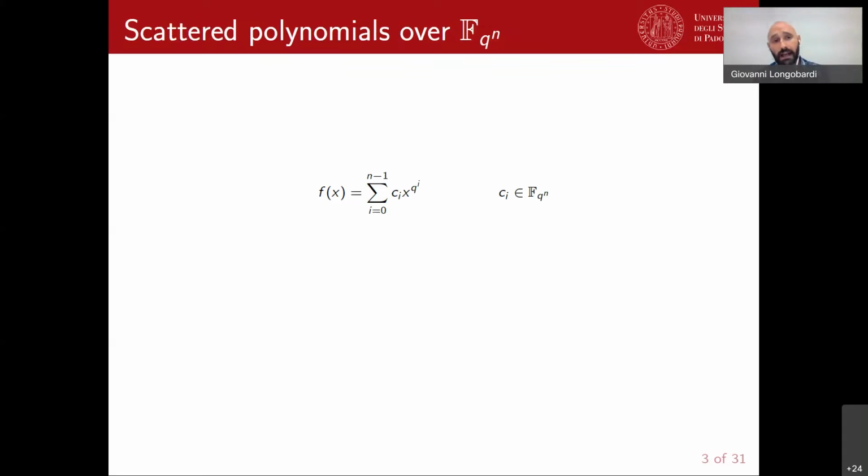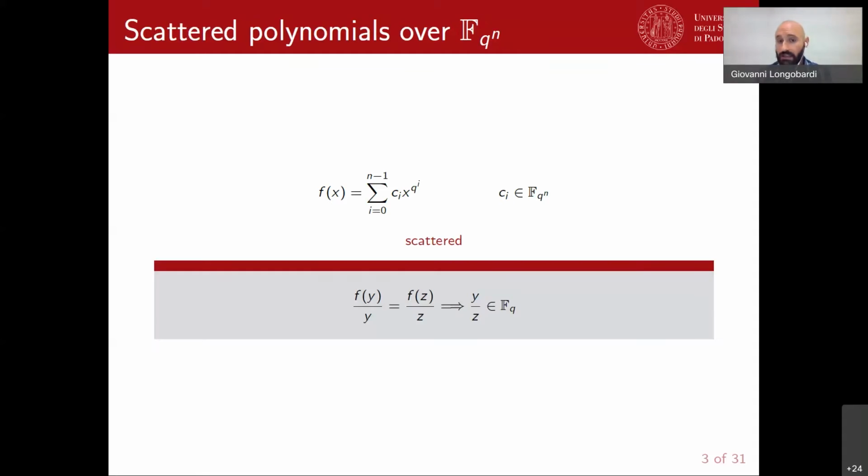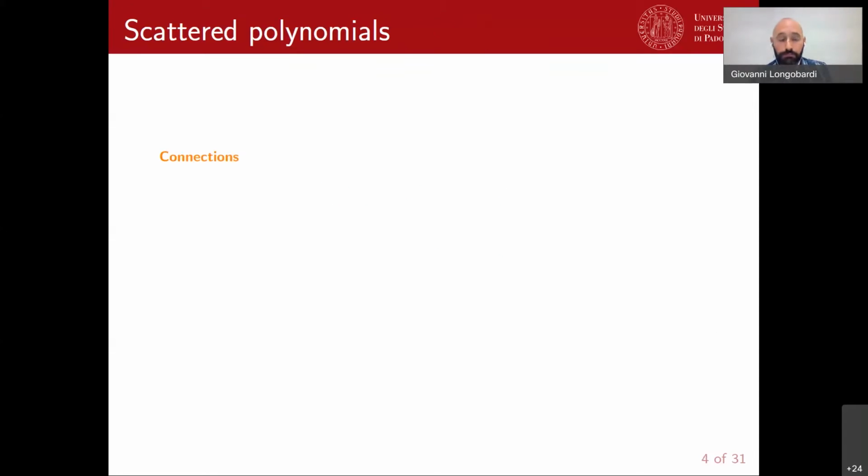In particular, in this class of polynomials, there are the scattered ones. A q-polynomial, a linearized polynomial, is called scattered if this equality holding implies that y and z are F_q-linearly dependent. There are a lot of connections in finite geometry, of course, and so a lot of applications, but the most explored in these years is this one.